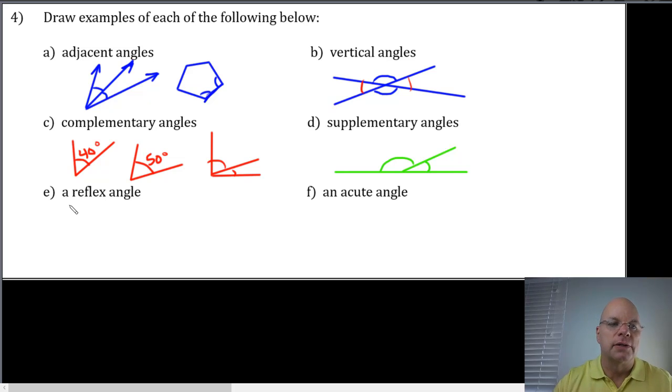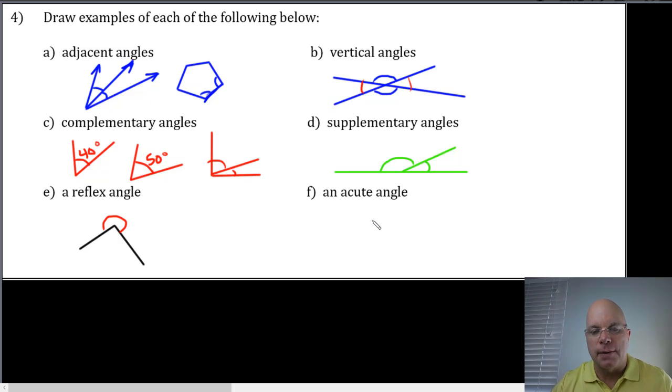A reflex angle is an angle that's greater than 180 degrees but less than 360 degrees. So you can draw any angle you want, but then you need to show the arc mark too. It's hard for me to draw that. You need to indicate, let me get a different color, this arc mark that shows people that you're talking about this angle rather than this. This looks like it might even be a right angle or obtuse angle. So there's a reflex angle.